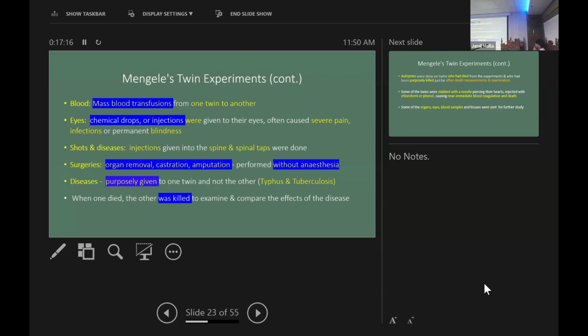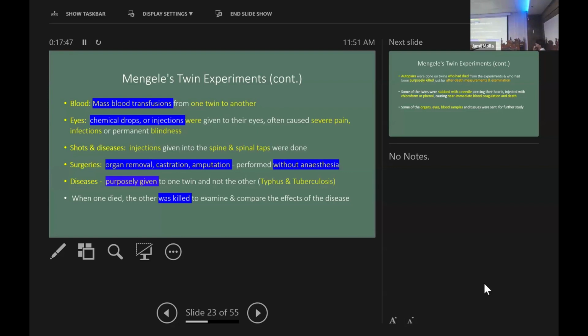And then he used to put chemical drops and injections into the eyes. Because of a misconception that if you have blue eyes, you are elite, from elite society. So to change the color of the iris, they used to put some dye into the eyes so that the iris gets a blue color. Due to that chemical exposure, many of these twins lost their vision. So that is one kind of experiment.